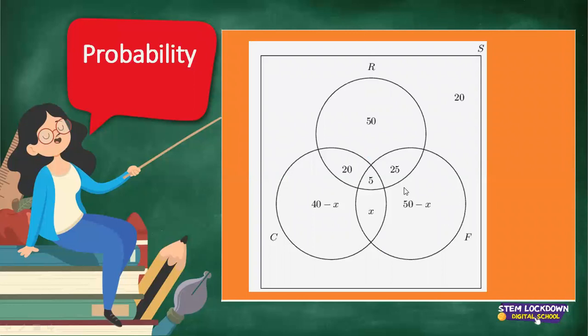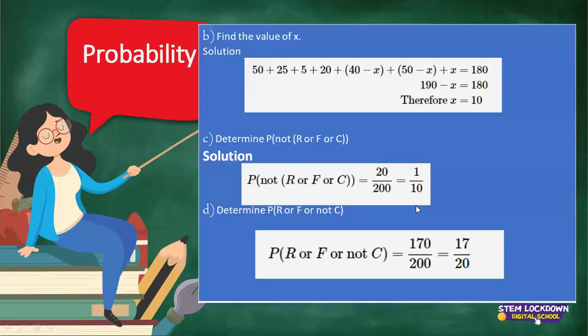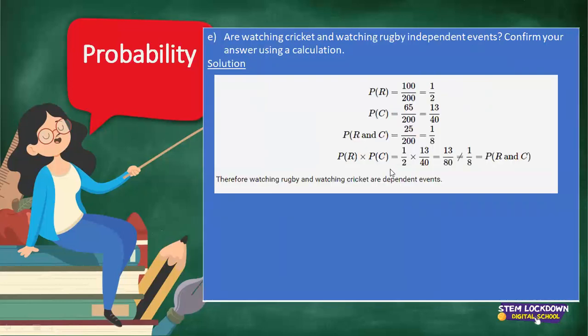Then we do the same thing, find the probability for soccer, and then compare whether the probability of cricket and soccer equals the probability of cricket and soccer. So 65 over 200 is the probability of cricket, which simplifies to 13 over 40. So the probability of rugby is 100 over 200.